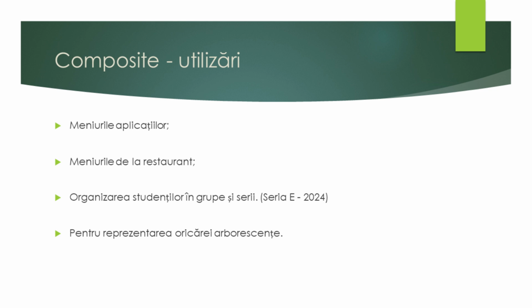Right. Appetizers, main courses, desserts, it's all the same basic structure. And even things like organizing students into groups and series. Our source even mentions Syria E 2024 as an example. Really, anywhere you have this tree-like structure with both individual elements and groups of those elements, the composite pattern can be useful. Makes you realize how many things in the world are organized this way. Right. It's a pretty fundamental pattern.